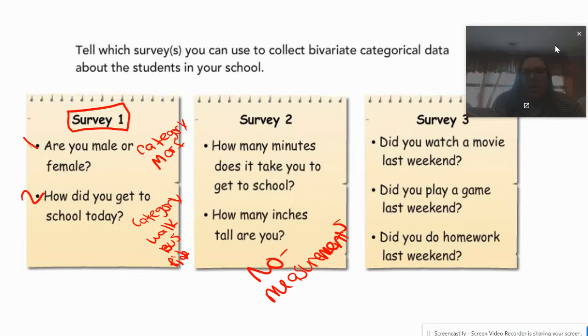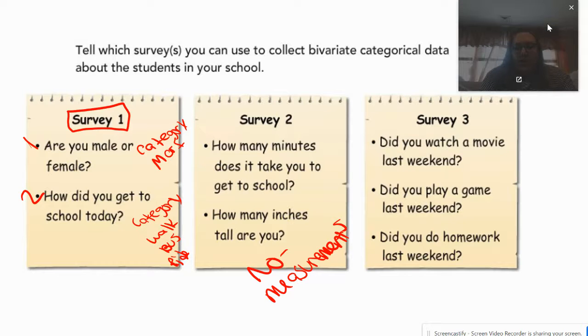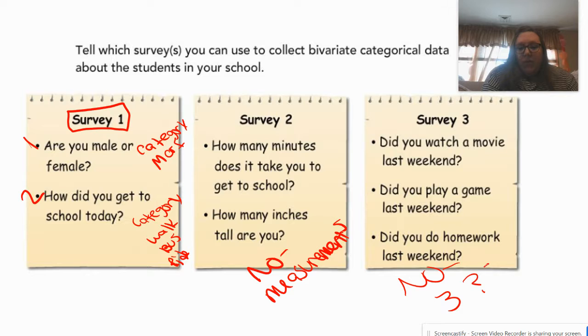that you've watched. Did you watch a movie last weekend? Did you play a game last weekend? Did you do homework last weekend? So yes, those are all categories because those are all yes or no categories, like watch movie or did not, play a game, did not. But there are three. There are three questions there, not two. Bivariate needs to be two. That'd be maybe trivariate. Is that a word? Probably not.